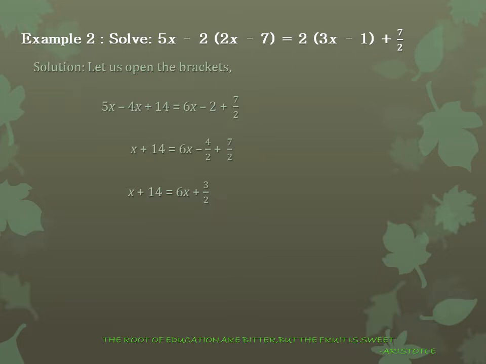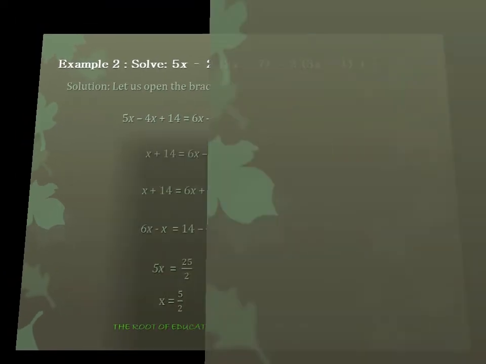Now, easily we can solve for the value of x. How to solve, children? Transpose all the x terms to one side and all the constants to the other side, and you will get the value of 5x as 14 - 3/2, which implies 5x is equal to 25/2, which implies x is equal to 25/(2 into 5), which is 5/2. Here, the solution of the equation is 5/2.